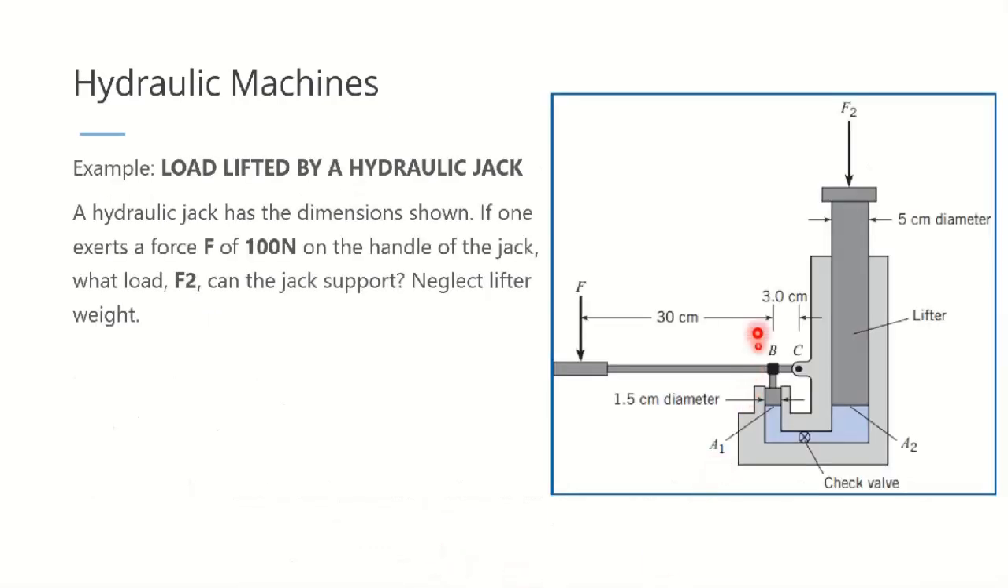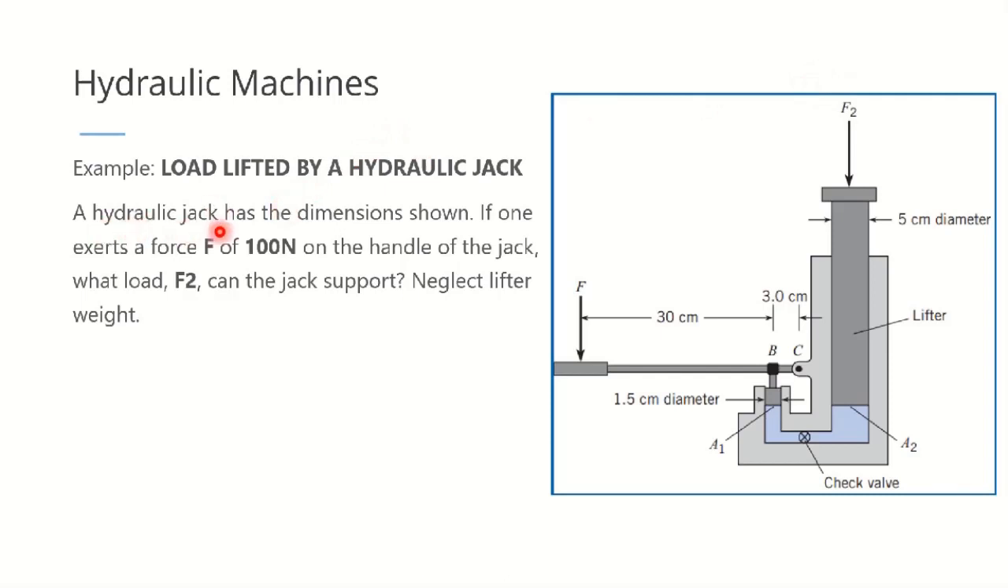So, to give you an idea, a hydraulic jack is an example of hydraulic machine. So, meron ka dito lever. So, yung unang piston is maliit. Then, yung second piston is larger diameter. Para mas mabigat yung malilift mo. So, F2. Okay, so sample natin.